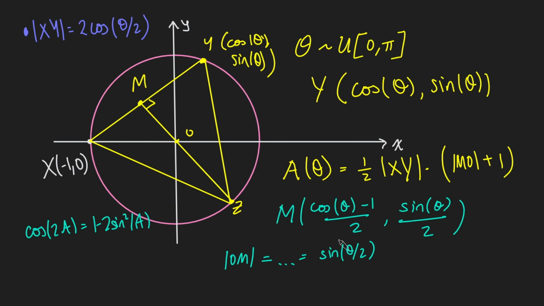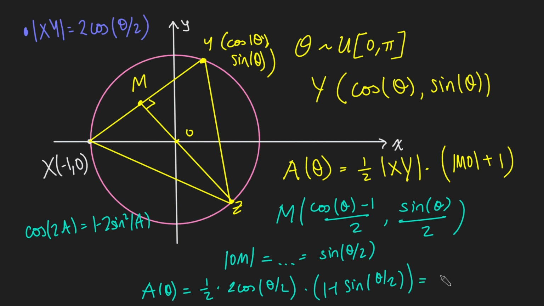So A of theta is just going to be a half times XY, which we worked out was 2 cos theta over 2, times MO plus 1, so 1 plus sine of theta over 2, like so. The half and the 2 obviously cancel, so this is just cos of theta over 2, and then plus cos theta over 2 times sine theta over 2, which is just the same as a half sine theta. That's just using the fact that sine x cos x is the same as a half sine 2x. So another identity there. Amazing. So we worked out what A of theta is once we know what theta is.